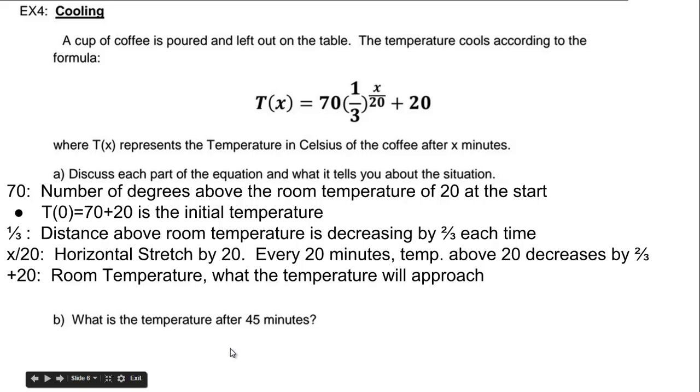The plus 20 represents the room temperature, and it's what the temperature is going to approach. So you can see that if you leave out the coffee, it's not going to freeze. It's going to approach the room temperature. So it's going to get cooler, but it will only get cooler to a certain point. That's where you get that exponential decay.